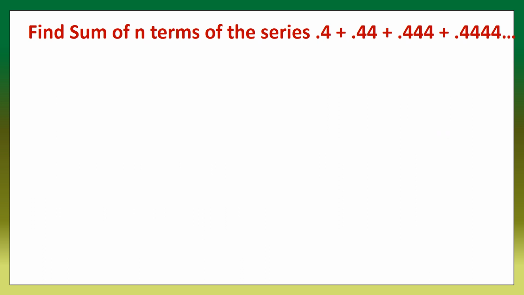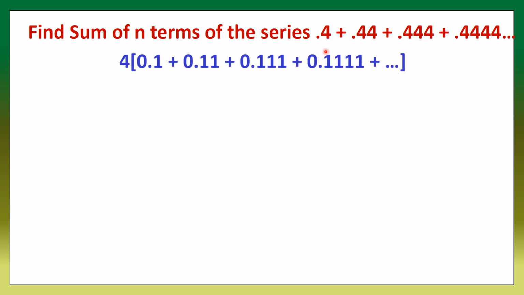Next, let us consider a similar question. The question is to find the sum of n terms of the series 0.4 plus 0.44 plus 0.444 plus 0.4444 and so on. So this series is also not in AP or in GP. We have to convert this also into a GP. Thus, we are taking this 4 outside and it becomes 0.1 plus 0.11 plus, like that, same as the previous question what we have done.